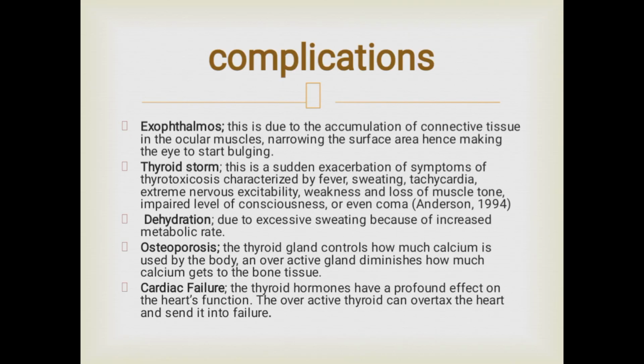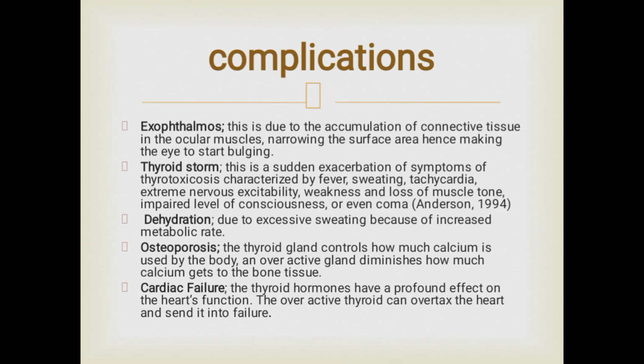Then we talk about the complications. For the complications, there will be exophthalmos. This one we said comes in as a result of accumulation of connective tissue in the ocular muscle, narrowing the surface area, hence making the eye to start bulging. Then we also have thyroid storm. This one is a sudden exacerbation of symptoms of thyrotoxicosis that may be characterized by fever, sweating, tachycardia, extreme nervousness and excitability, weakness and loss of muscle tone. So that is about thyroid storm.